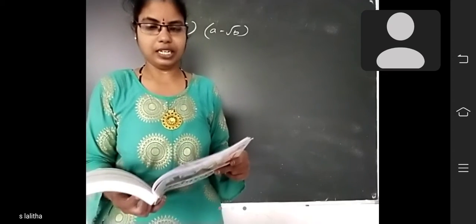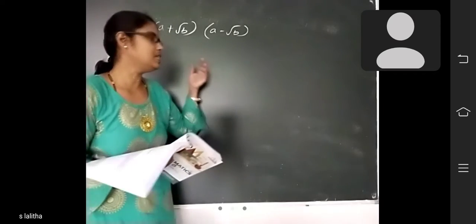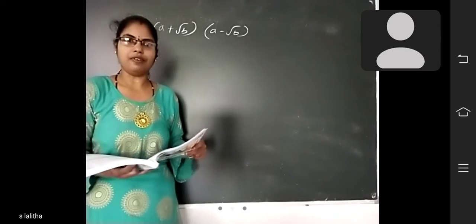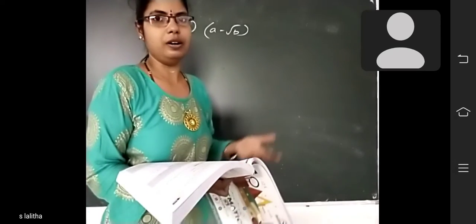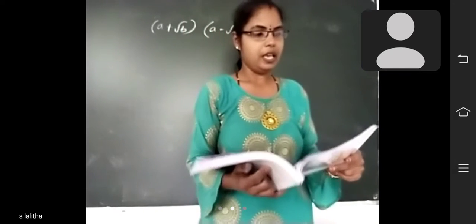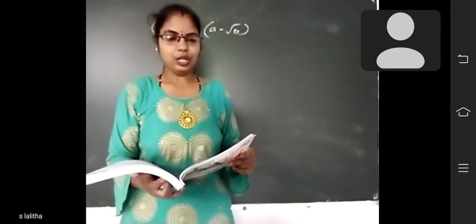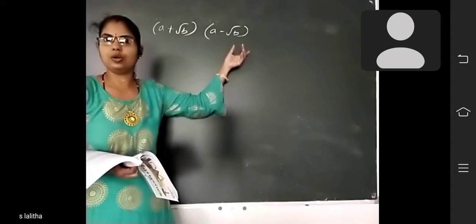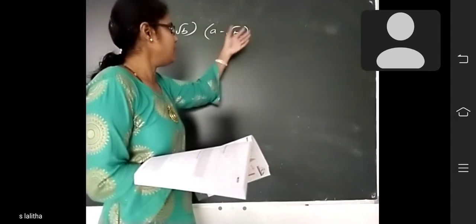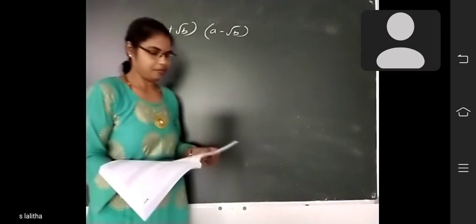Every conjugate surd is a rationalizing factor, but the converse need not be true. Next, rationalizing factor of a binomial surd. What is the rationalizing factor of a plus root b? A minus root b. And a minus root b's rationalizing factor is a plus root b.